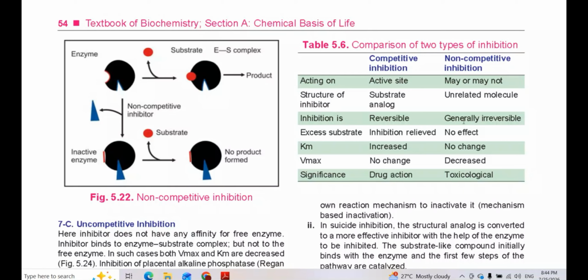Inhibition is reversible in competitive inhibition, generally irreversible in non-competitive. Excess substrate relieves the inhibition in competitive inhibition, with no such effect in non-competitive. Km is increased in competitive inhibition, with no change in non-competitive. Vmax has no change in competitive inhibition, but in non-competitive inhibition it is decreased. Both are significant in drug action and toxicological actions. So this is all about competitive, uncompetitive, and non-competitive inhibition.